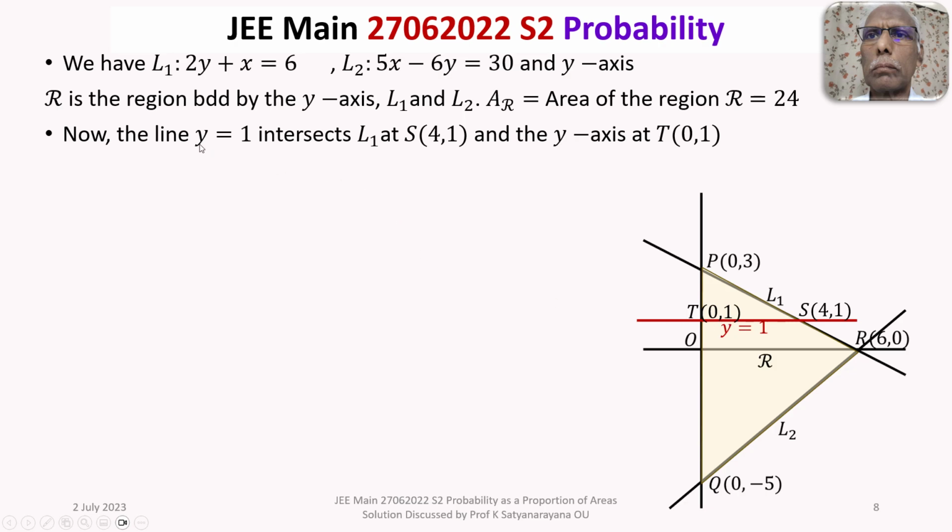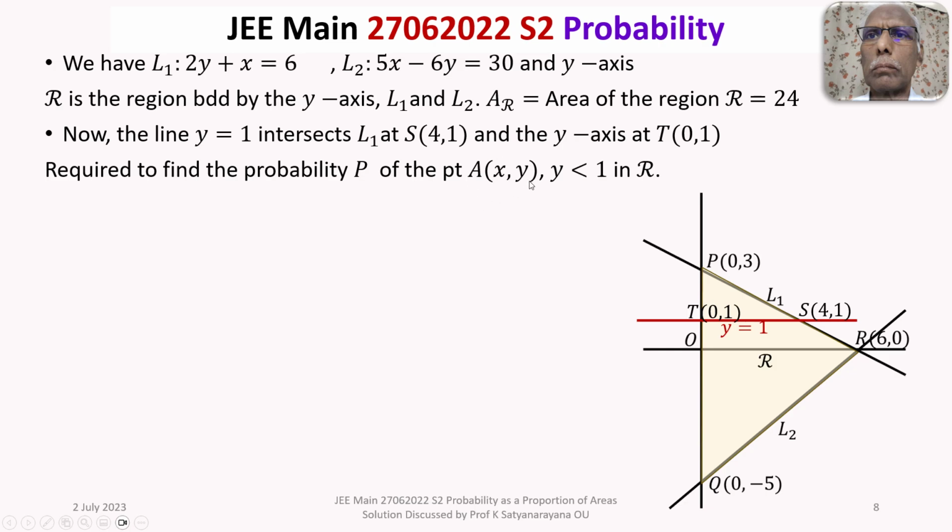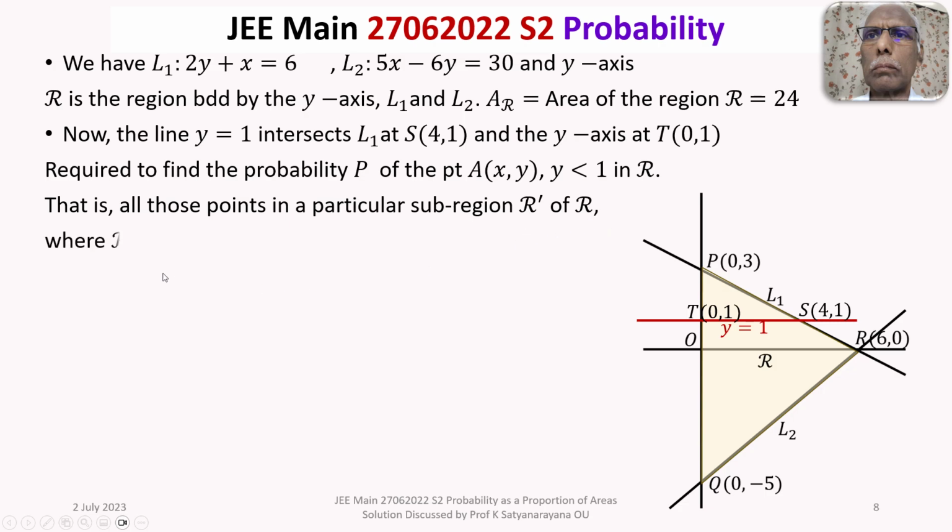Now, why are we considering y is equal to 1? We have to talk about all those points A with coordinates x, y of the region R, when y less than 1 we have to consider. Then we talk about the probability of such points. Required to find the probability P of the point A with coordinates x, y less than 1 of the region R. So it is of the region R means it is a subregion. So that is all those points in a particular subregion R prime of R. R prime is a part of R, where R prime is bounded by the y-axis, L2, L1, and y is equal to 1.